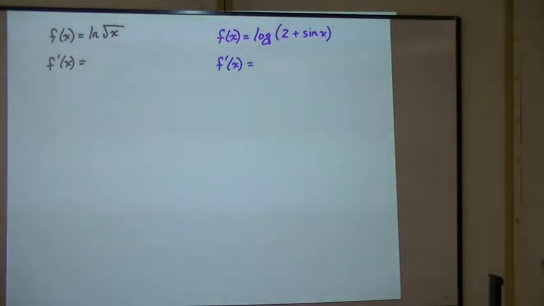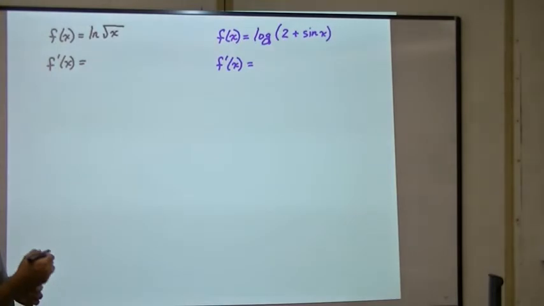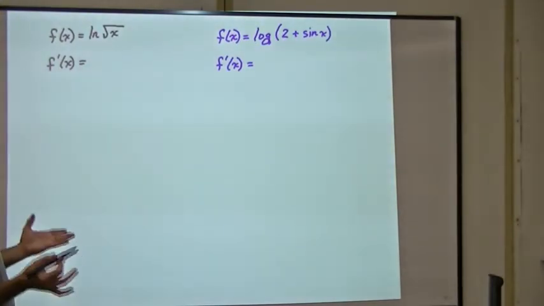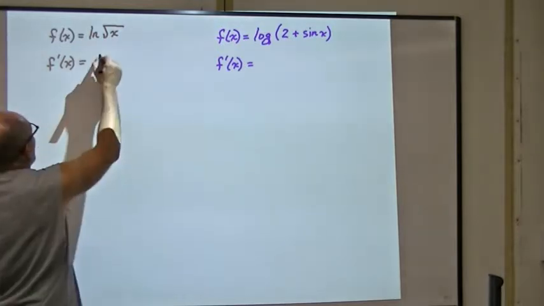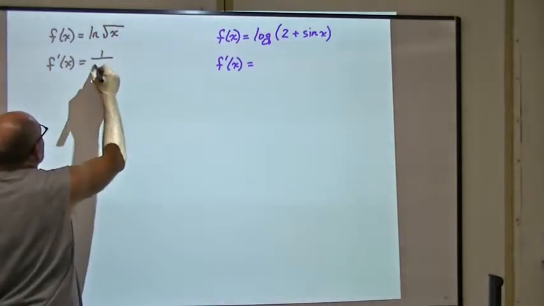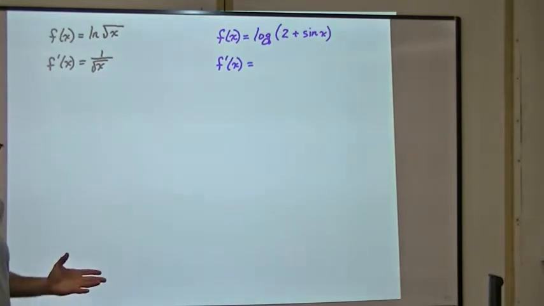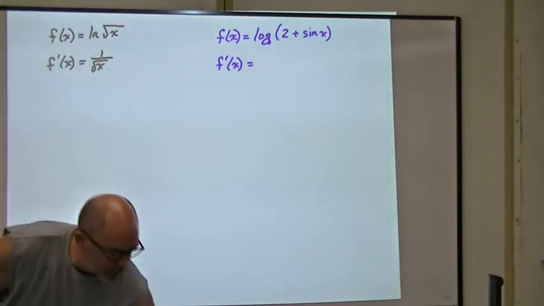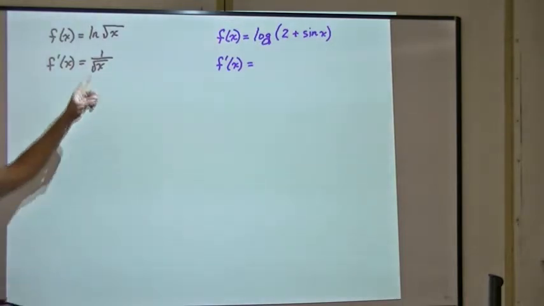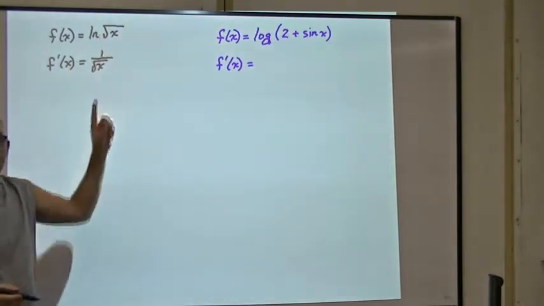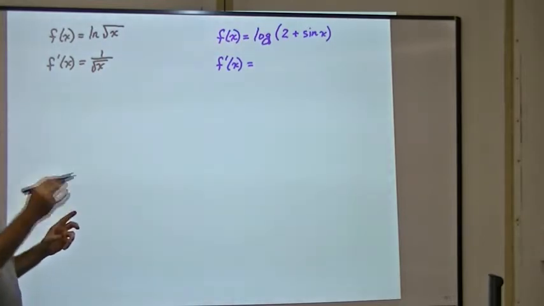Next, we have natural log of the square root of x. So, natural log of the square root of x, the derivative is going to be 1 over the square root of x. Pretty simple. But what have we forgotten? Okay, the derivative of the square root of x is 1/2 x to the negative 1/2.